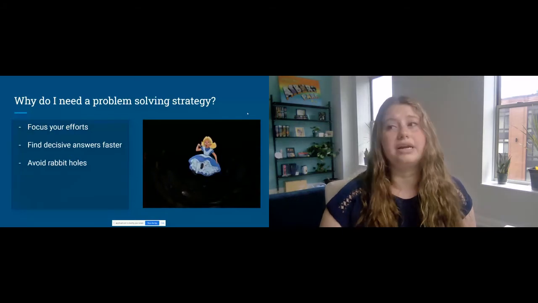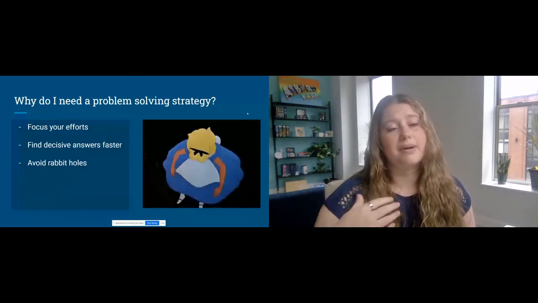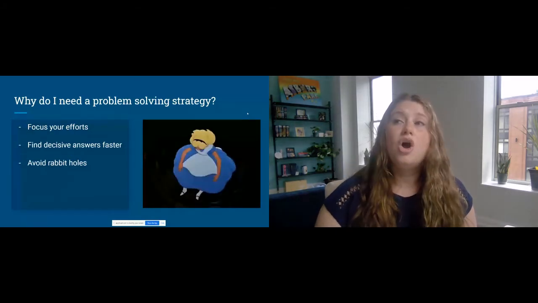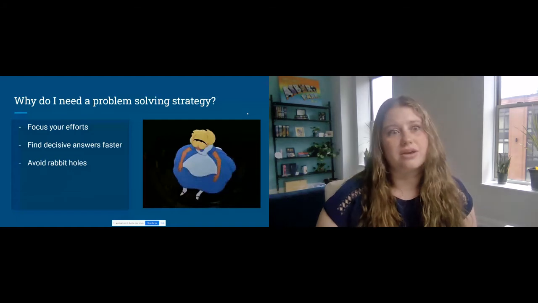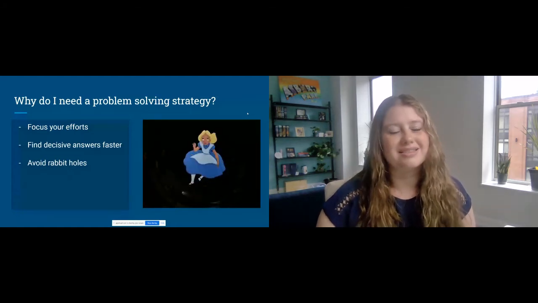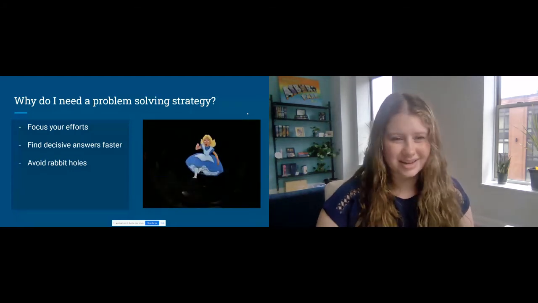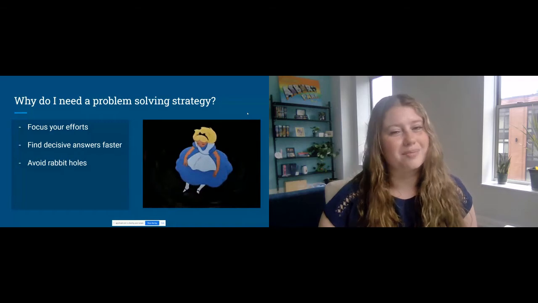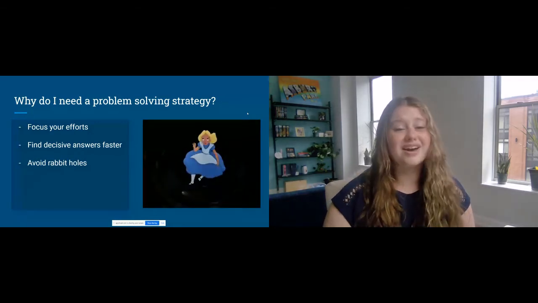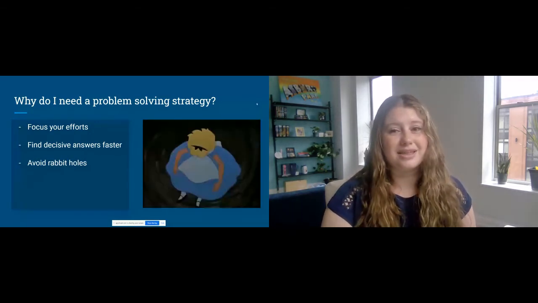And that's really important, again, to my earlier prompts, if you need to pass that information off to somebody else, or even if someone's just asking you, you've been looking at this for 90 minutes, what have you found? Problem-solving strategy will help you answer that question. And finally, it helps you to avoid these rabbit holes.